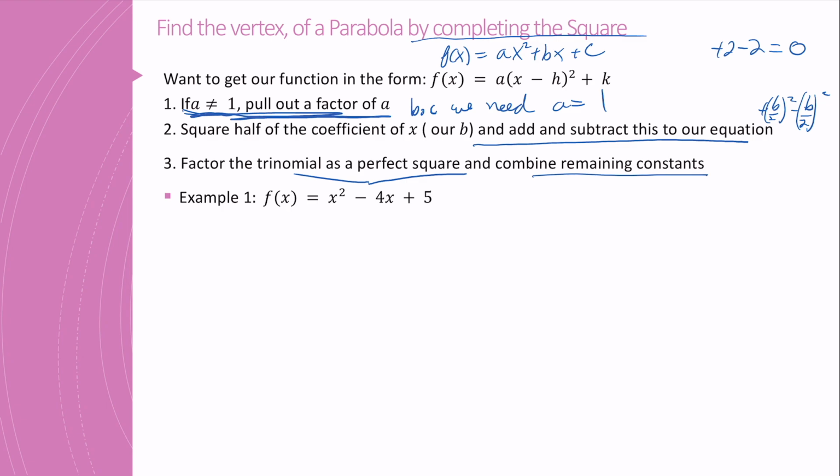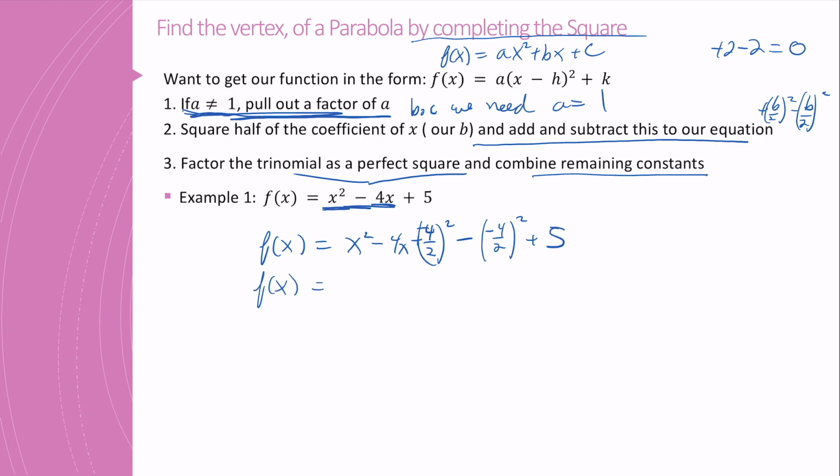Let's do an example. So let's say I have f of x is x squared minus 4x plus 5. I'm going to look at this and see, okay, my a is 1, all is good. Then what I'm going to do is add my b divided by 2 squared and subtract my b divided by 2 squared. I still have this plus 5 on the outside. So I've got f of x is x squared minus 4x plus 4 minus 4 plus 5.